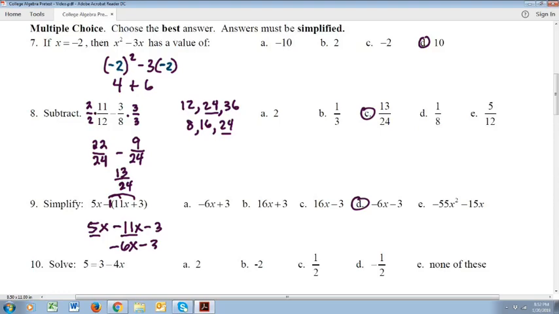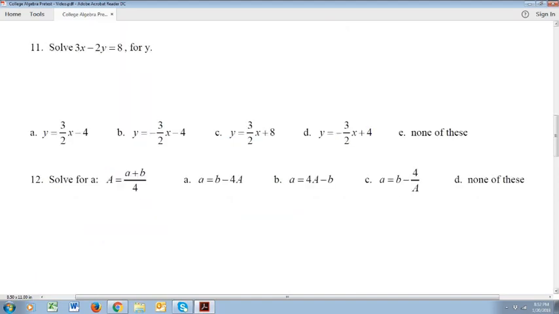Now number 10, well, let's see, we want to get x by itself, so let's get rid of that 3 first. We're going to get 2 is equal to -4x. Let me move this up here. Now to get x by itself, we've got to divide by -4. And so we're going to end up with x equals -1/2. So that's letter D. All right, let's move on.